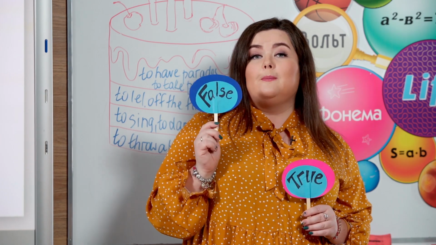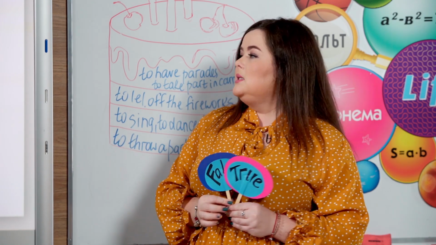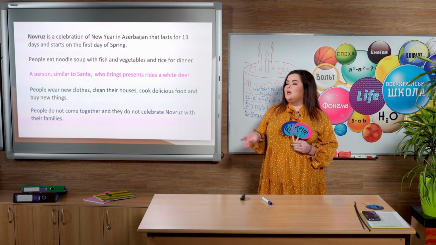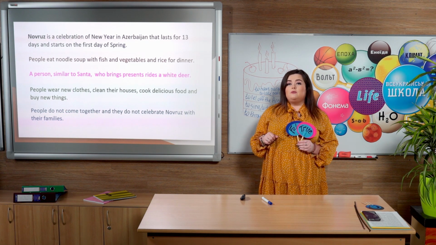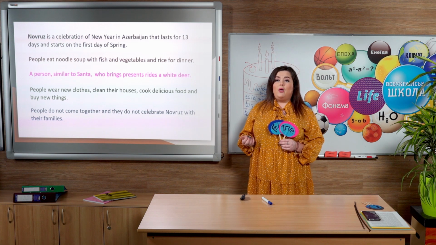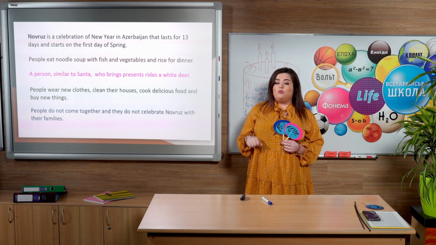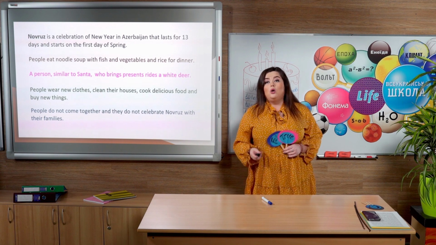Of course, that's false. Because instead, they come together, they have family get-together parties, they visit their relatives, and older members of the family come together with the youngest members of the family. So all the families get together, and they celebrate this wonderful holiday.